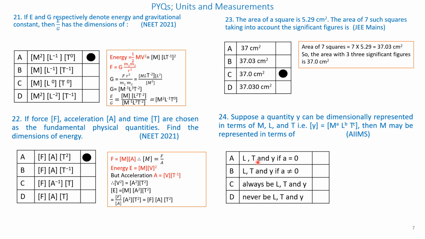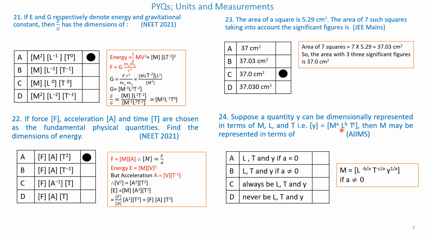Option A: L, T and Y if A is equal to 0. Option B: L, T and Y if A is not equal to 0. Option C: it can always be dimensionally represented by L, T and Y. Option D: it can never be represented dimensionally in terms of L, T and Y. This is asked in AIIMS, All India Institute of Medical Sciences competitive examinations. So let us analyze it.